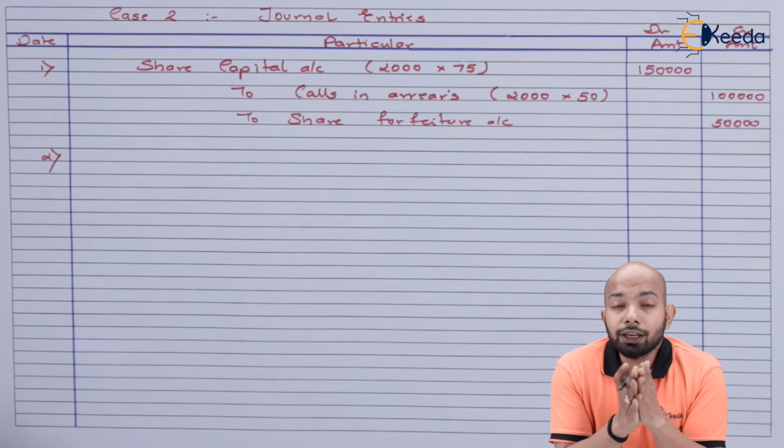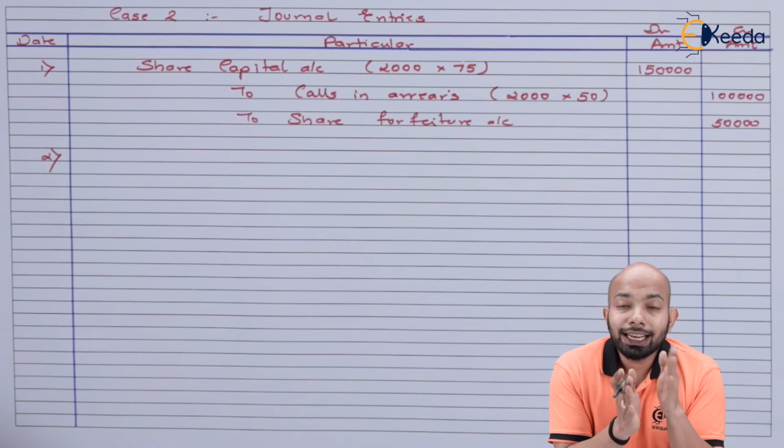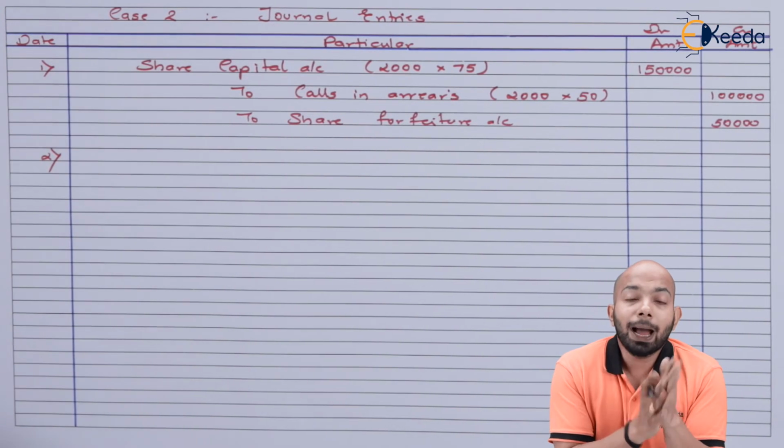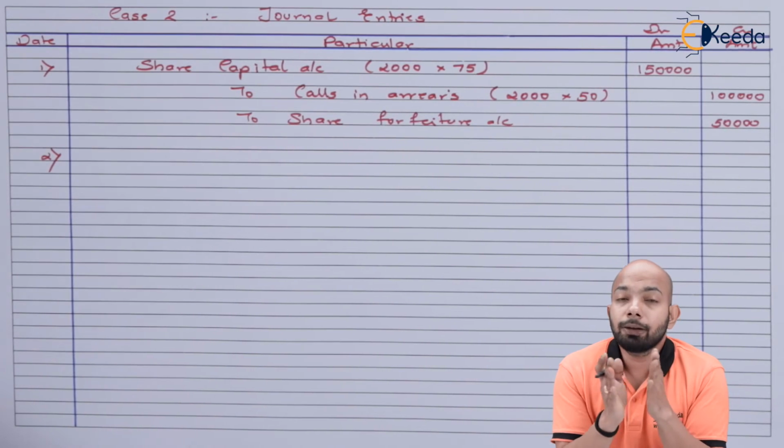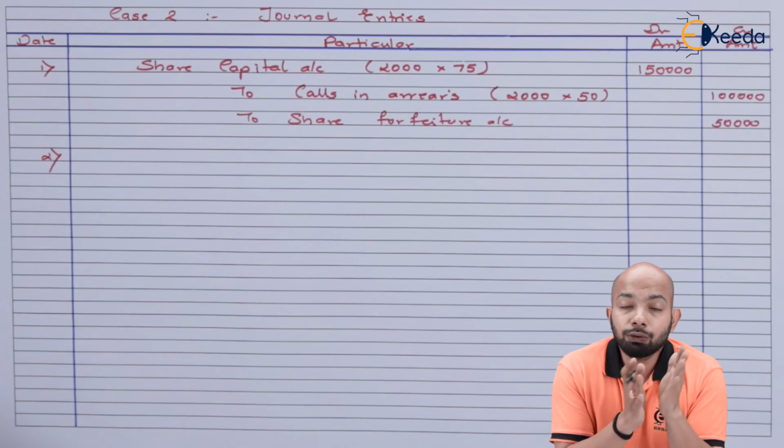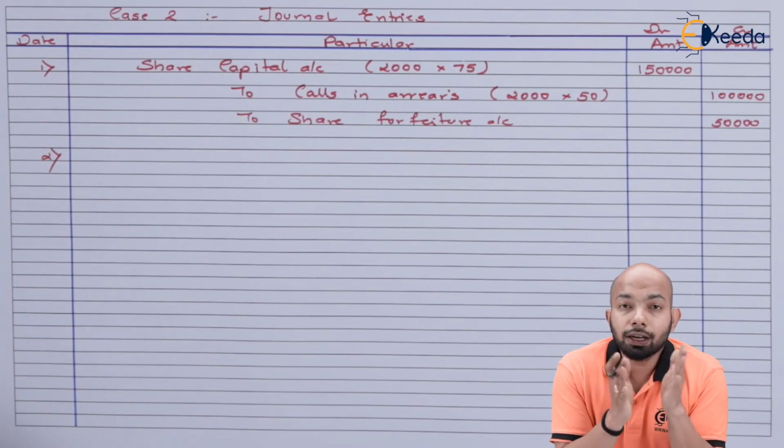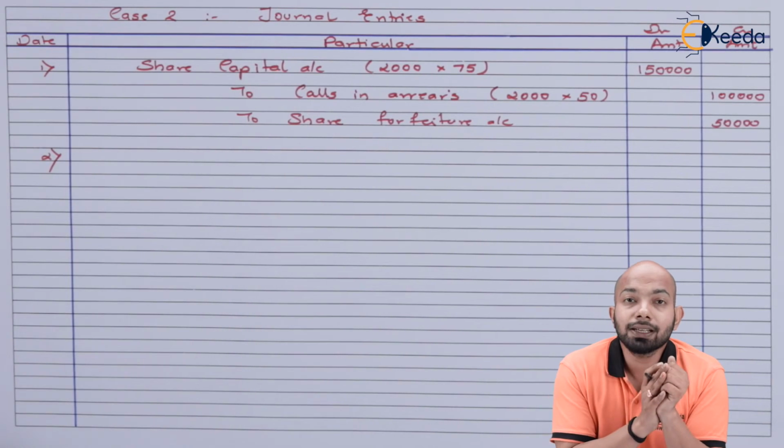So if 1500 shares are being reissued, the share capital balance will be 1500 multiplied by 75. The bank account balance will be 1500 multiplied by 65, and the share forfeiture balance will be 1500 multiplied by 10. So let's pass the reissue entry now.